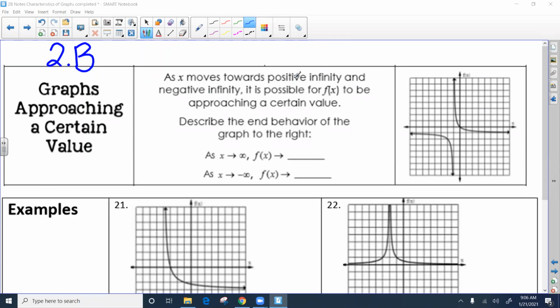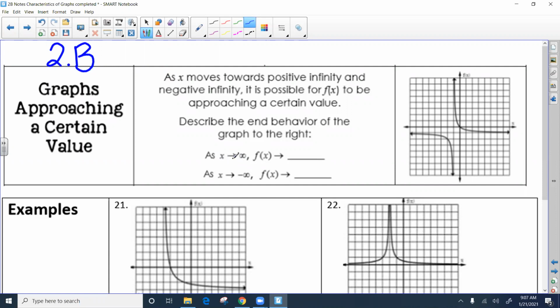So as x moves towards positive infinity and negative infinity, so as x moves towards the right or towards the left, it's possible for f of x, which is the outputs, to be approaching a certain value. Describe the end behavior of the graph to the left and the right. So we've got our notation here. This is written in a little different order.